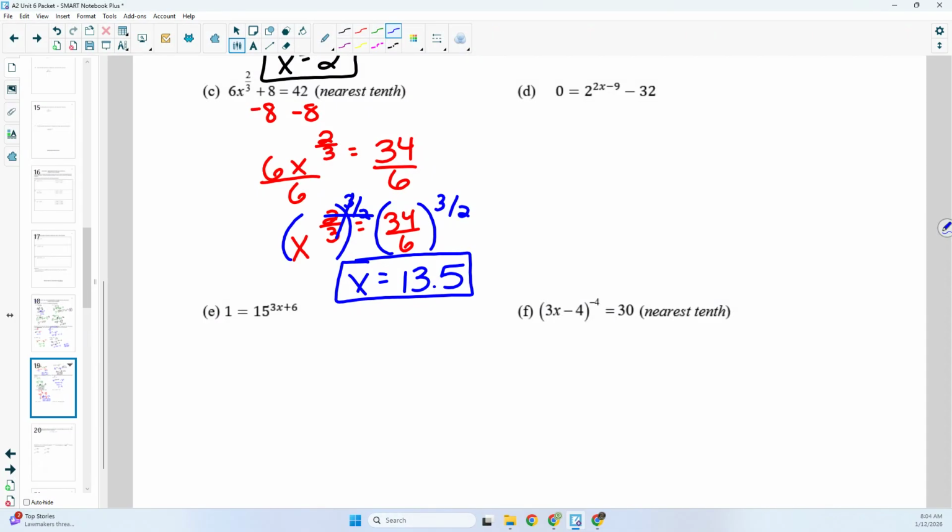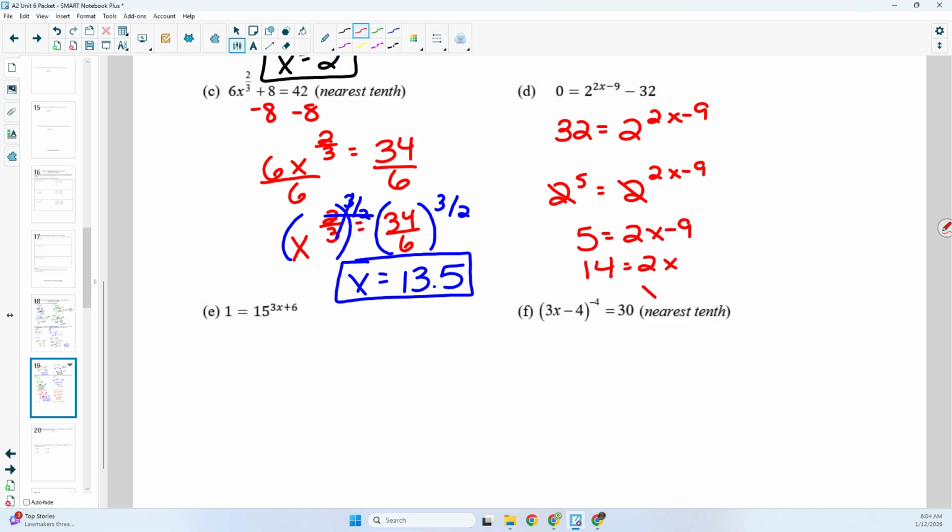The next one, move over the 32, and you should be doing all these on your own first. We're kind of at that point. So if you haven't been, make sure you're pausing and doing those. So exponential equation, common base, 32 is 2 to the 5th. Cancel them out. Move over the 9. And then divide by 2. So we get x equals 7 for that one.